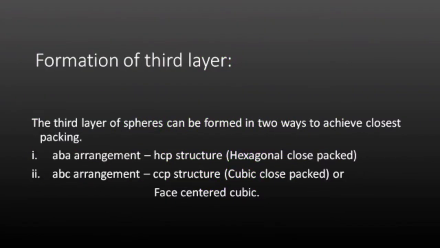Now we are going to place another layer on the second layer, so that we get the third layer. The third layer formation we get in 2 ways. One is the small ABA arrangement. For that we get the hexagonal close packed structure. Suppose the third layer is arranged in a different way, we get the small ABC arrangement. For that we get the cubic close packed structure or face centered cubic.